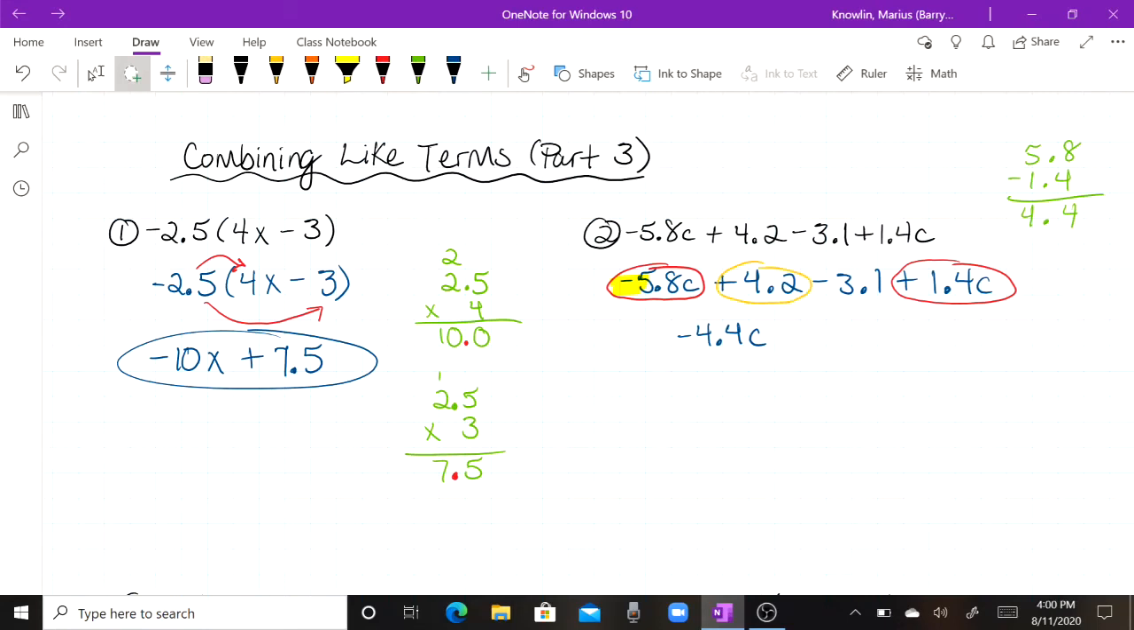Now, let's take a look at our other like terms. We have a positive, I didn't circle that correctly, positive 4 2/10 and a negative 3 1/10. Once again, these are different signs, so I need to subtract. So I can come over here, 4.2, line your decimals up, 3.1, and subtract. 2 minus 1 is 1, 4 minus 3 is 1. Bring the decimal down. The larger number is positive, so that final answer is going to be positive 1.1. And my final answer for this whole problem is negative 4.4c plus 1.1.